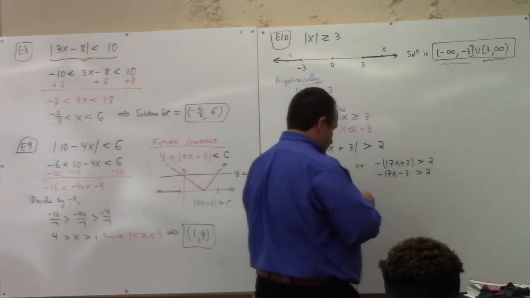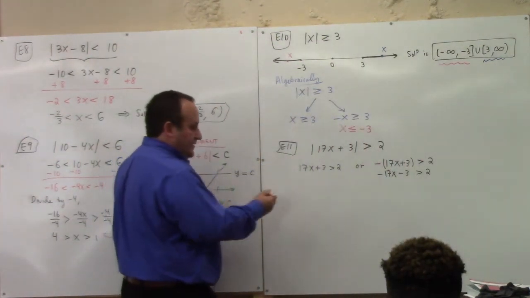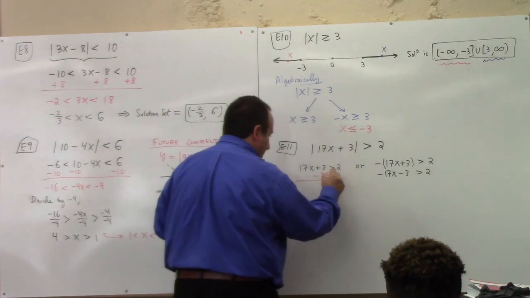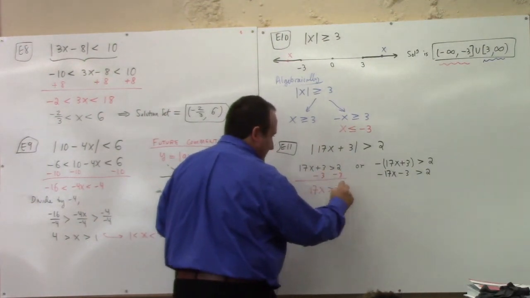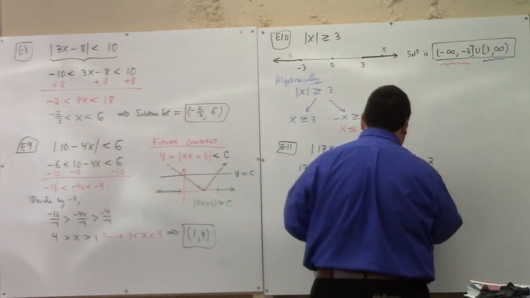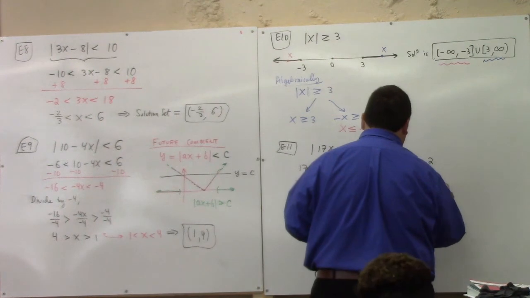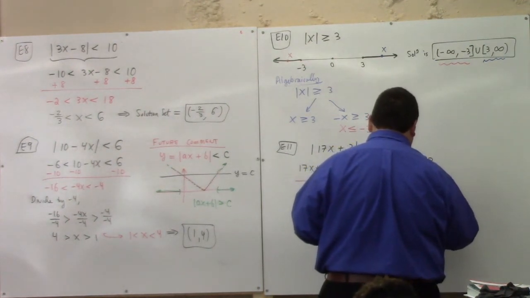All right, so how about the first one? We subtract 3. That gives us 17x greater than minus 1. On the other side, I'll add 3. And I get minus 17x greater than 5.